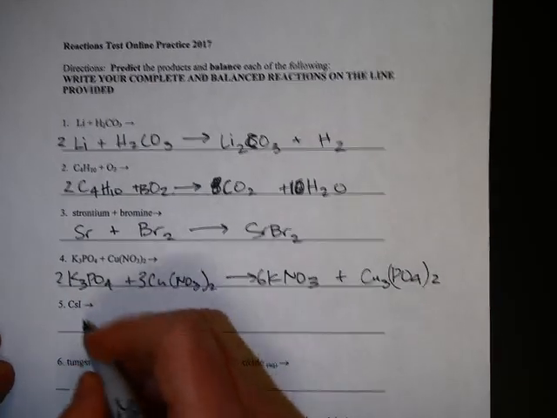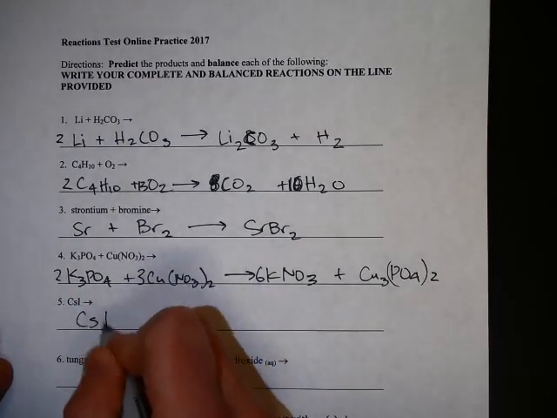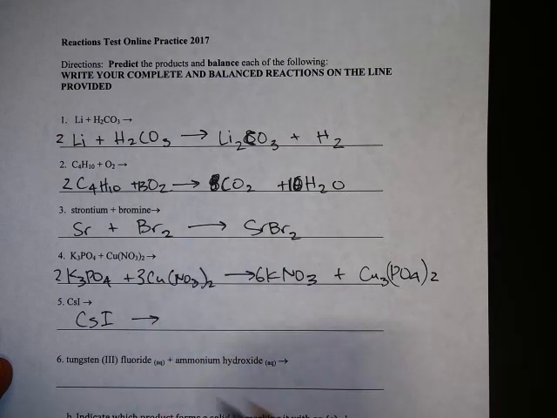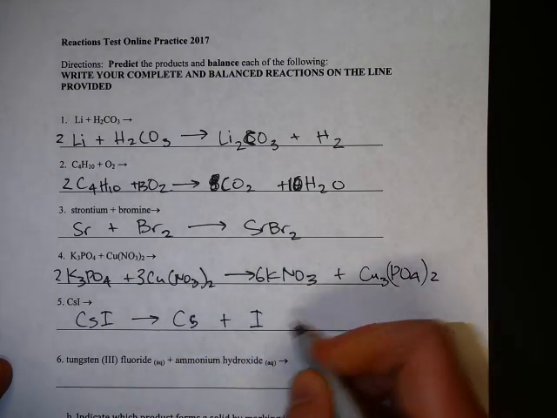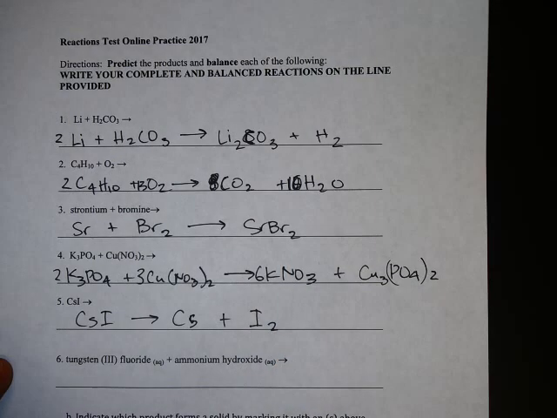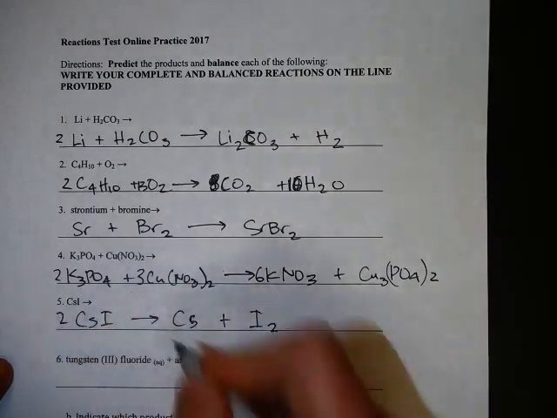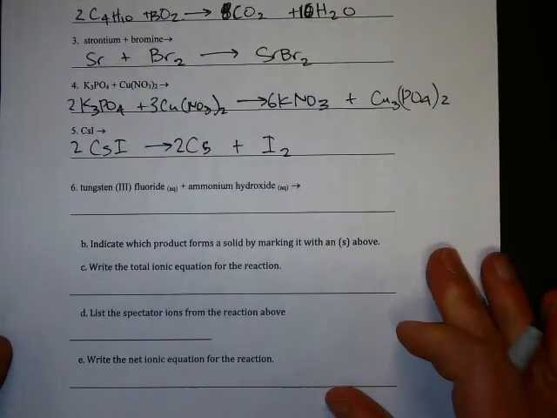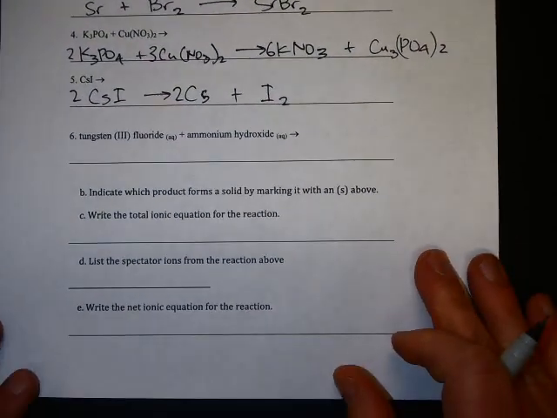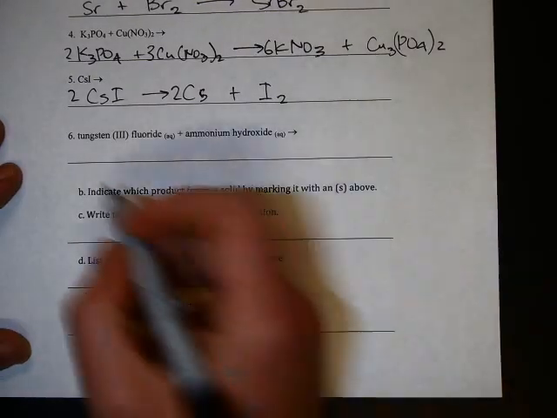This fifth reaction is called a decomposition reaction, and it includes a sneaky 7. It's cesium iodide, breaks apart into cesium, but also breaks apart into iodine, which is a sneaky 7, so it gets a 2 there. And then when you balance it, you should also put a 2 there and a 2 here.